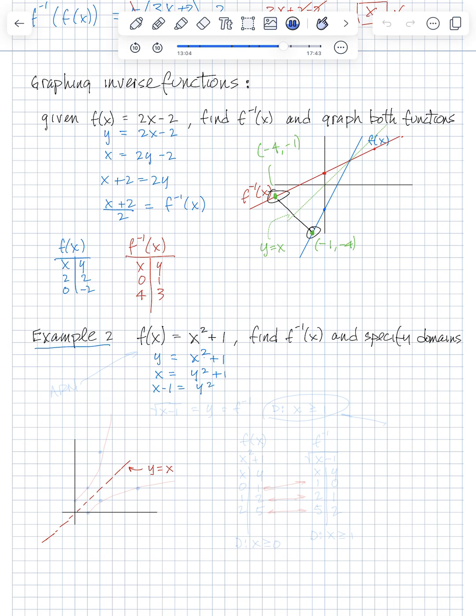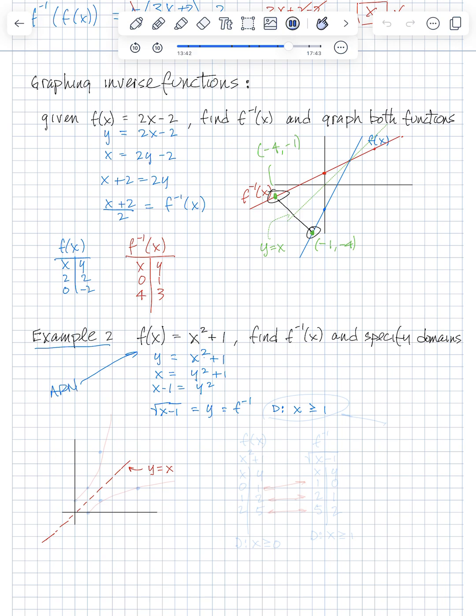Then you take the square root of both sides. So we have the square root of x minus 1, make sure they're both under the radical, is equal to y. Now, look at the domain. Well, this is f inverse. What is the domain of this? Well, x has to be greater than or equal to 1. So we're going to put that domain, x greater than or equal to 1. Now, look at the domain of f of x. Well, that would be all real numbers.